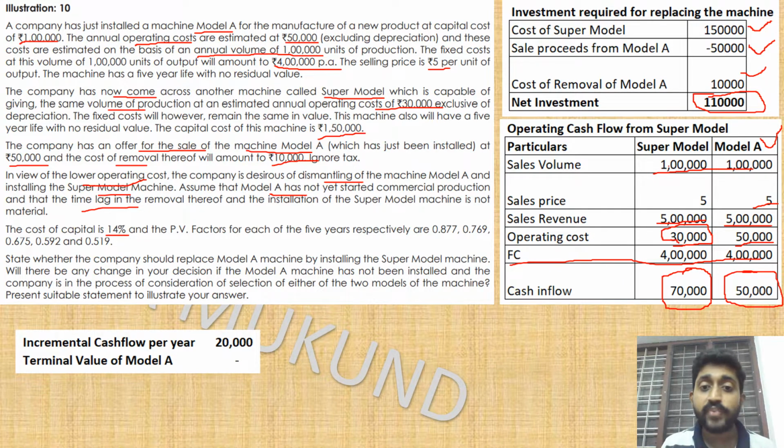Okay, the present value factors are already given in the question. But in this problem I will show you how to calculate the present value factor also. In further problems I will not say how to calculate the present value factor. You can apply the same logic.